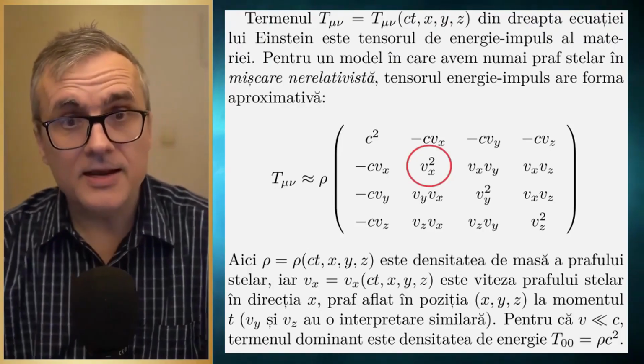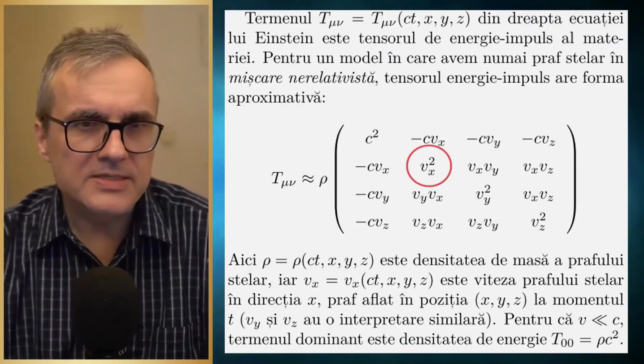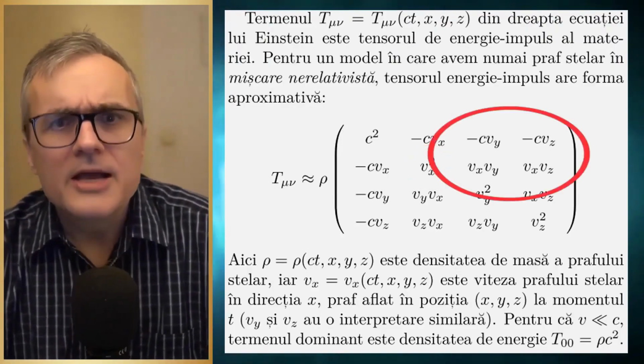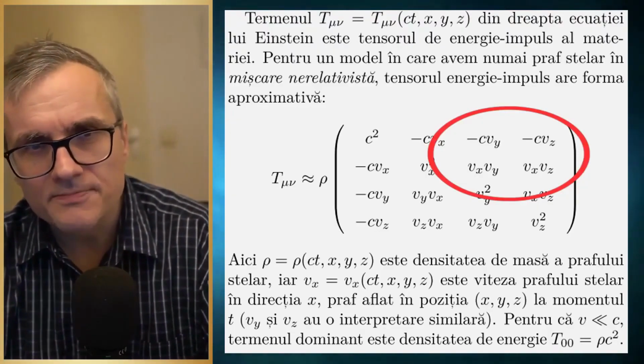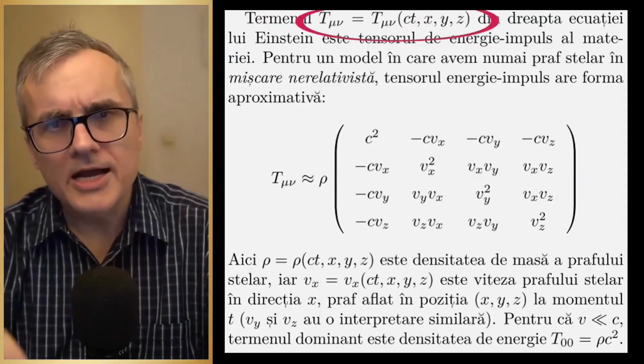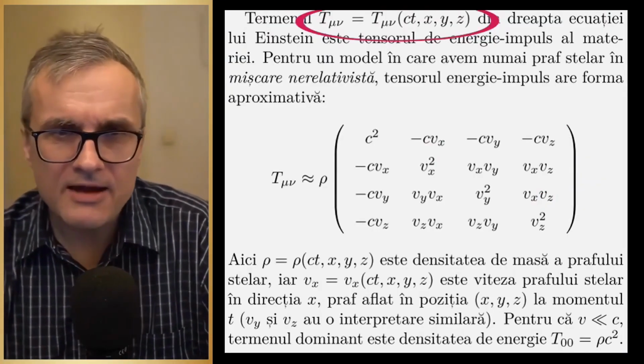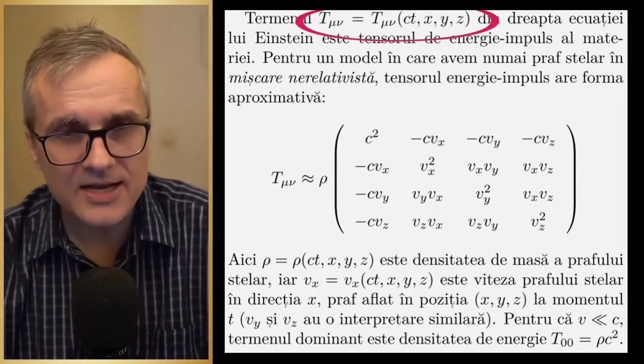The other three diagonal elements give the densities associated with momentum, and the rest of the elements are associated with a transfer of momentum and energy. Of course, like all formulations, this energy-momentum tensor matrix takes different values at different events in space-time.